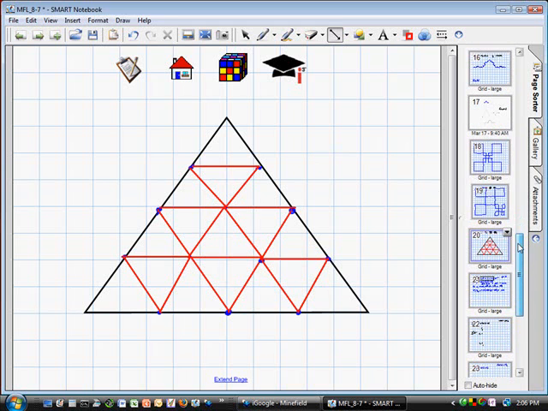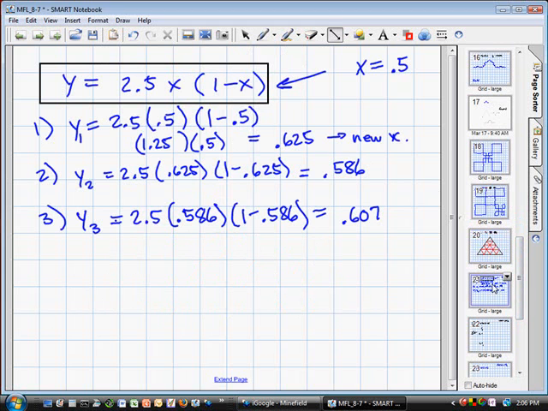Okay, we're going to switch gears now. Now I'm going to show you an arithmetic iteration. Okay? In the box is the equation we are going to begin with. And that's supposed to read y equals 2.5 times x times the quantity 1 minus x.